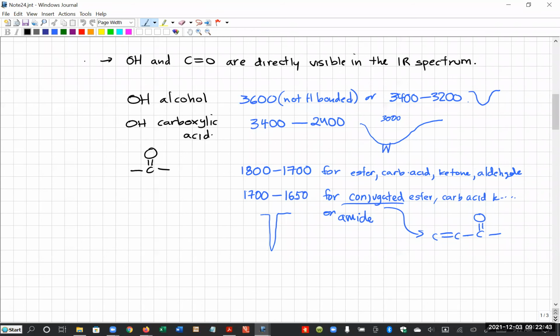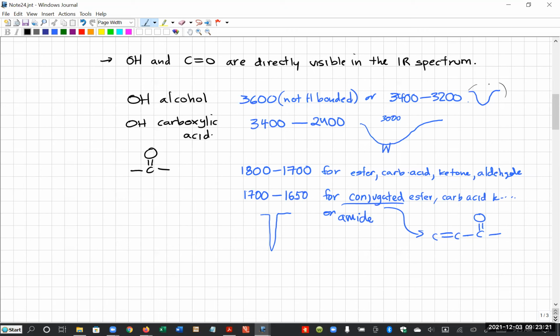And that peak is either a fairly sharp peak at 3,600 wave numbers, the IR units, and that occurs when the oxygen is not able to hydrogen bond, which is relatively rare. Or more commonly, we would get a broad peak from around 3,400 to around 3,200. It would look something like this. And we saw several IRs that had that feature.